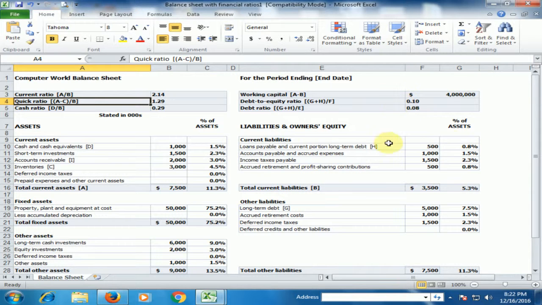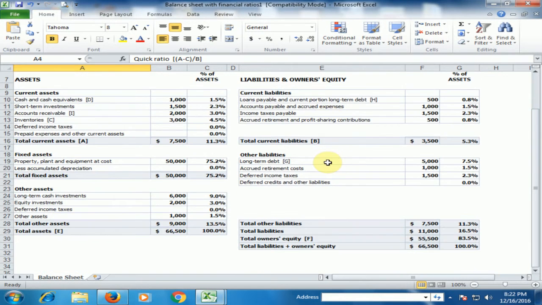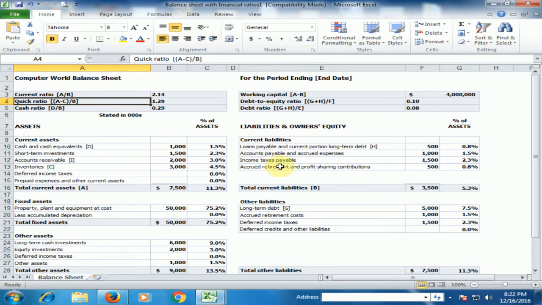Now you can simply put in the values and all the working will be done automatically. You can create a balance sheet very easily using the Excel template. Now you can understand all the things.